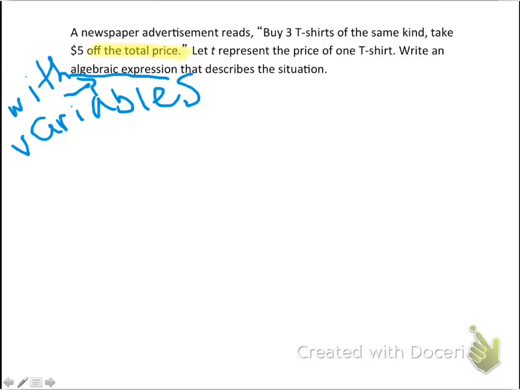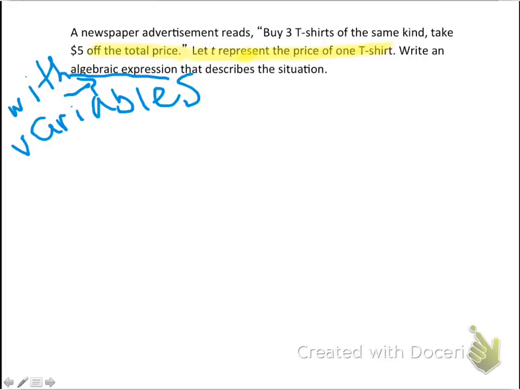Okay, so we're buying 3 t-shirts of the same kind. So it's not just 1 t-shirt, it's 3. And a really important part is this sentence right here. It says, let T represent the price of one t-shirt. When you're working with word problems like this, it's really, really important that you tell the reader or whoever's looking at your work what your variables mean. So here, T represents the price of one t-shirt.